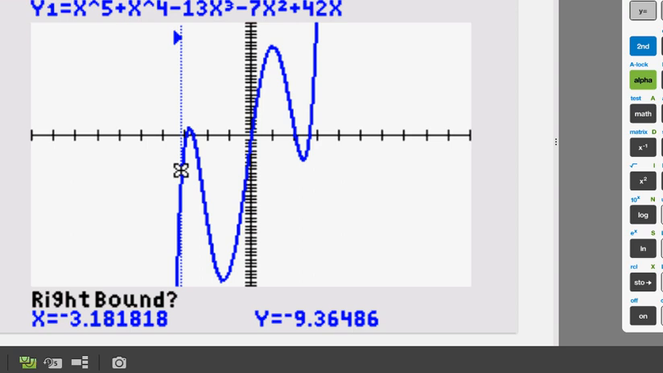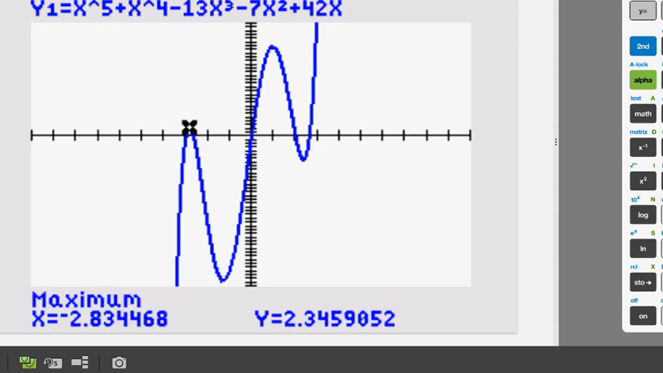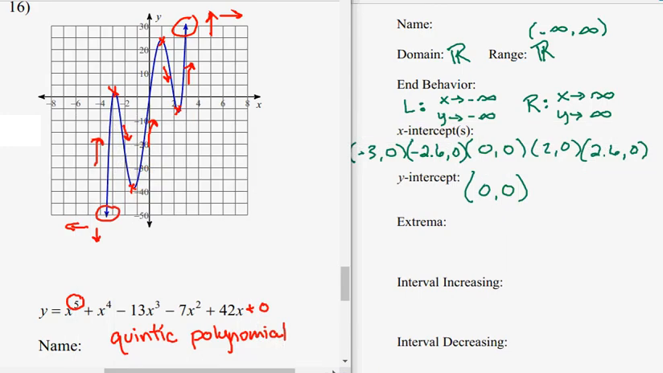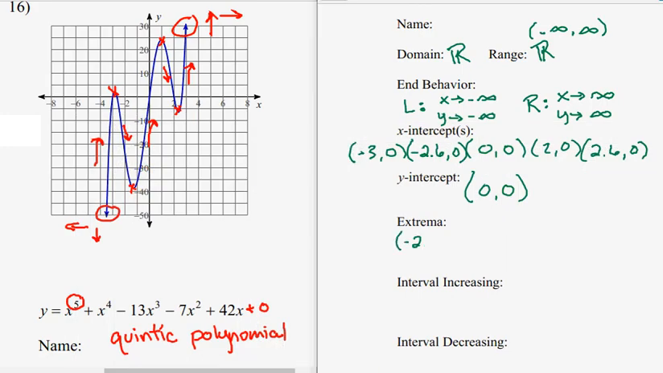My cursor's on the left side of it, so I'll hit enter. Now my cursor's on the right side, so I'll hit enter. Negative 2.8, 2.3, negative 2.8, comma 2.3. That's a local maximum. Let's go find another one.